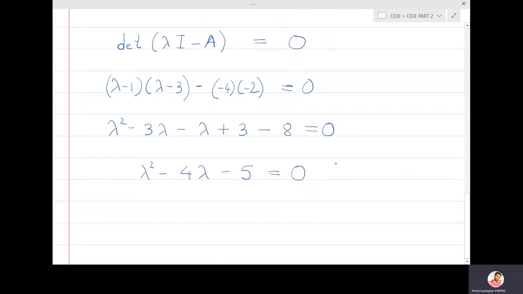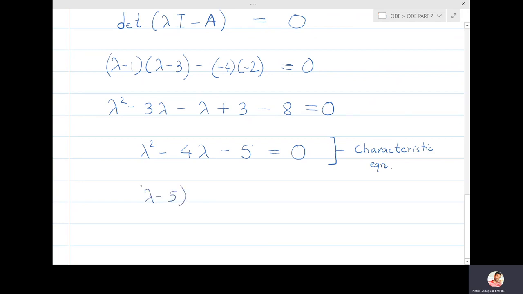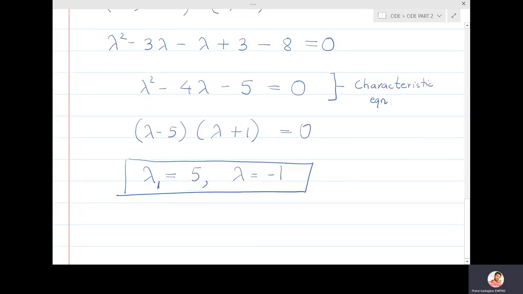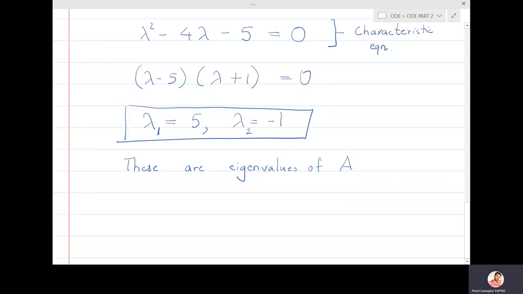This equation in lambda, which is a quadratic equation, is called the characteristic equation. We will factorize this as lambda minus 5 into lambda plus 1 equal to 0. So the roots of that characteristic equation are lambda equal to 5 and lambda equal to minus 1. These are called eigenvalues. I will label them lambda 1 and lambda 2. So these are the eigenvalues of A. If you write these eigenvalues in a set, 5 and minus 1, this set is called rho of A, which is called the spectrum of A, and it is the set of all eigenvalues.